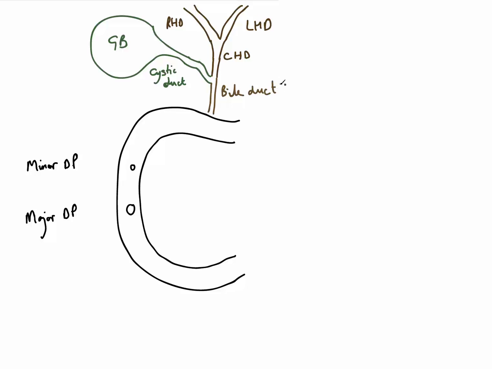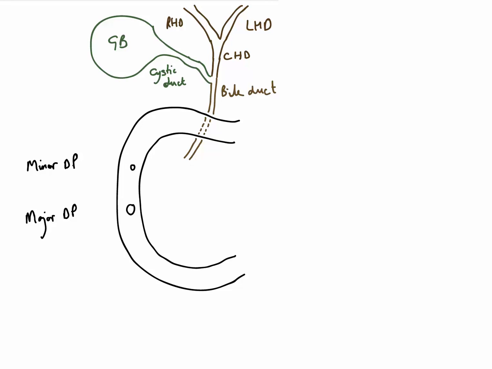The bile duct forms part of the portal triad. It runs alongside the hepatic portal vein and also the hepatic artery. It then descends posterior to the duodenum. We can see via these dotted lines, posterior to the duodenum, where it then joins with the main pancreatic duct.